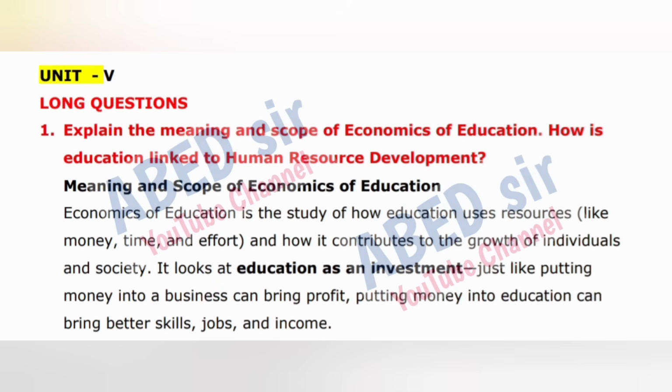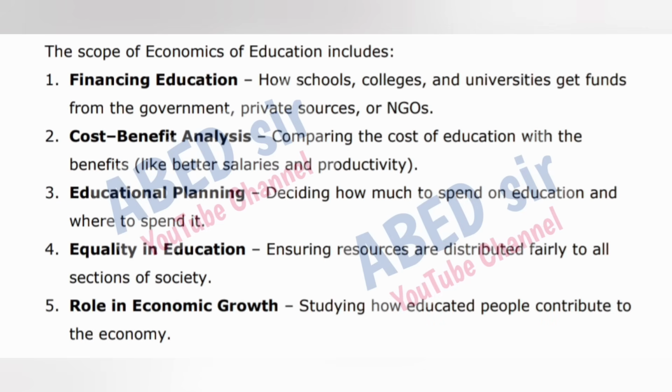Economics of education is the study of how education uses resources, like money, time, and effort, and how it contributes to the growth of individuals and society. It looks at education as an investment, just like putting money into a business can bring profit. Putting money into education can bring better skills, jobs, and income. The scope of economics of education includes 1.